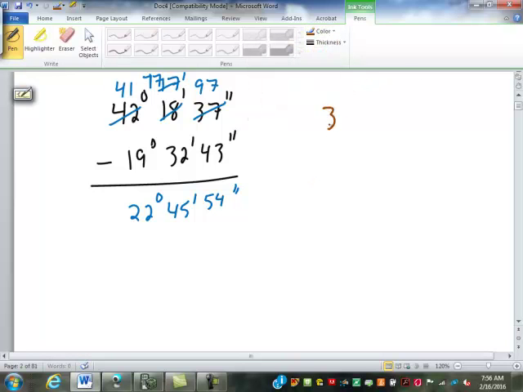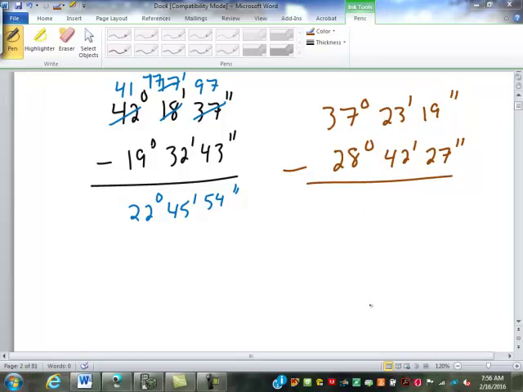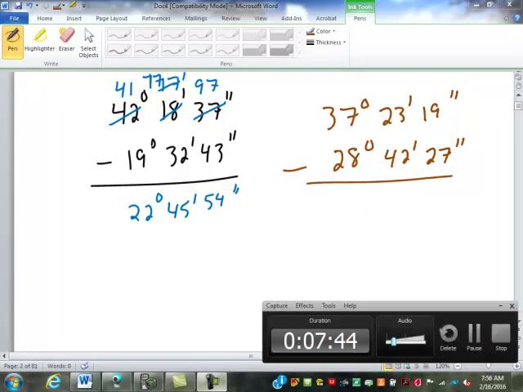So now for you guys to try. 37 degrees, 19 minutes, 19 seconds, minus 28 degrees, 42 minutes, 27 seconds. See what you come up with both ways, by hand and calculator.